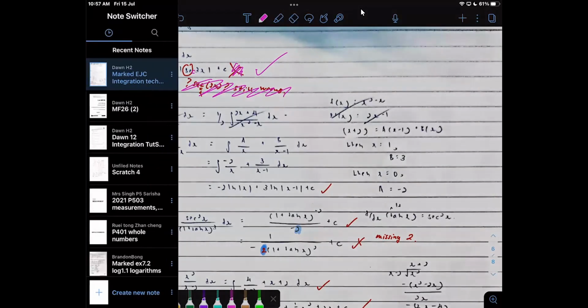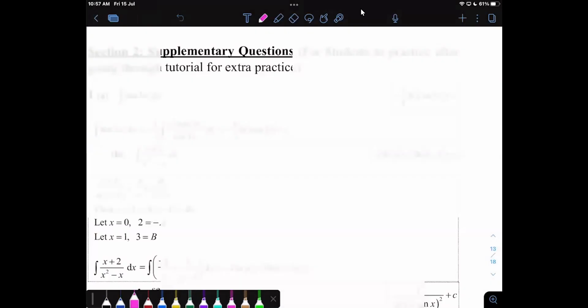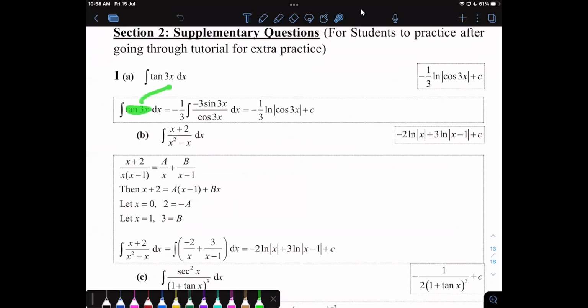So what they did over here is instead of tangent 3x, evaluating it already, they replace it with sine over cosine, and then they purposely multiply and divide by -3. Why did they do that? Because now they see that the numerator is f prime x, denominator is f of x. So you can do ln of the denominator, which is cosine 3x. Okay, ln modulus. Why do they get a different answer, then, and they will accept both?